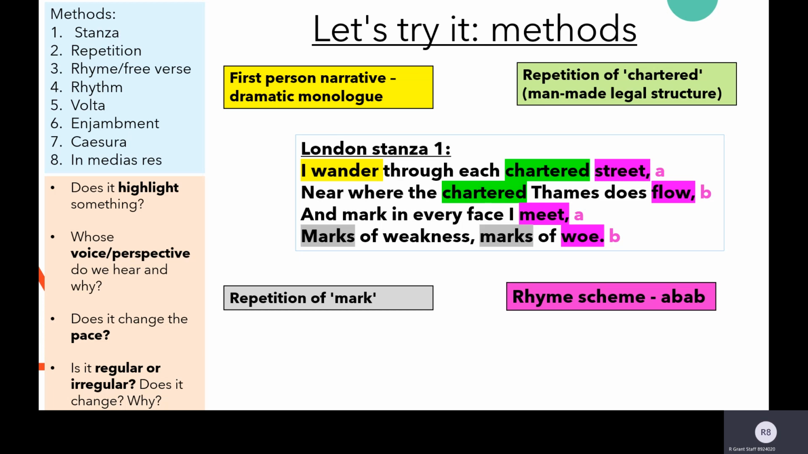The other structural feature I've spotted is the repetition of chartered, which is a man-made legal structure, and also the repetition of marks. And then finally, I noticed that the words at the end of the lines did rhyme: street and meet, flow and woe. If you are unsure about how to do a rhyme scheme, I could perhaps do a separate video on that. But basically, we've got a regular rhyme scheme. And if you've read the rest of the poem, you'll know that that continues throughout. So now let's have a go at analysing some of these different structural methods.